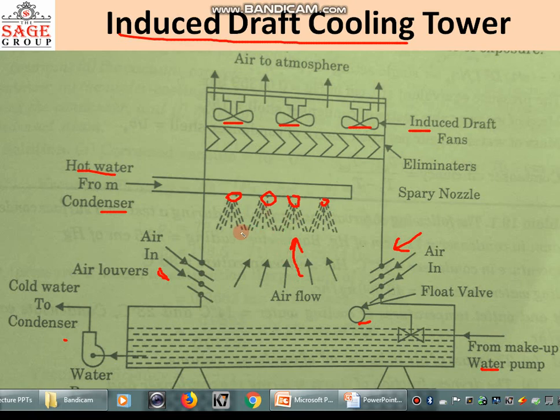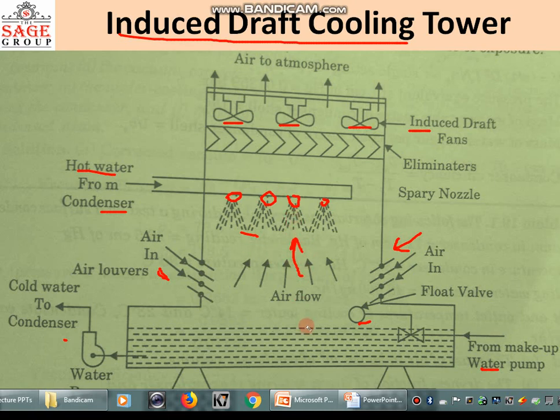Here the evaporative cooling will occur. Air having a small quantity of moisture can hold more water vapor. The water comes in contact, is evaporated, and its temperature decreases. Then this air will move upward. So by the evaporative principle, this induced draft type of cooling tower works, and it cools the water.